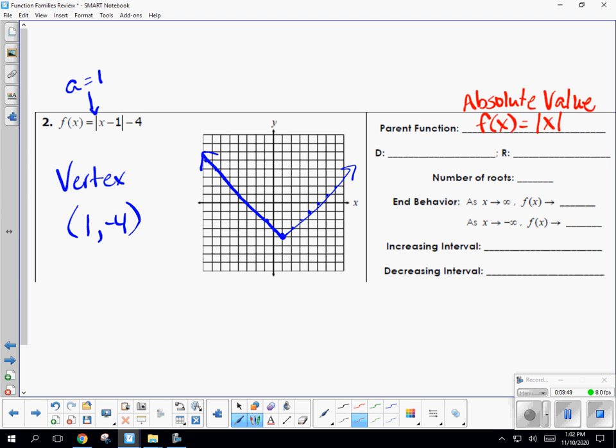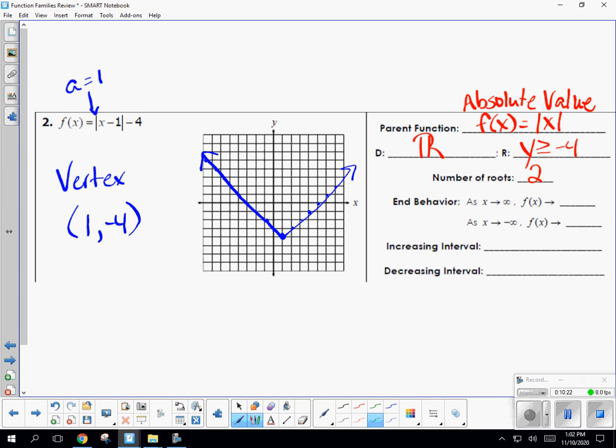The domain of our absolute value problems is going to be all real numbers. The range depends on where your vertex is. My vertex is at (1, -4), so my range is going to be y is greater than or equal to -4. The number of roots that an absolute value problem can have is 2, meaning it's going to cross the x-axis in 2 possible spots.